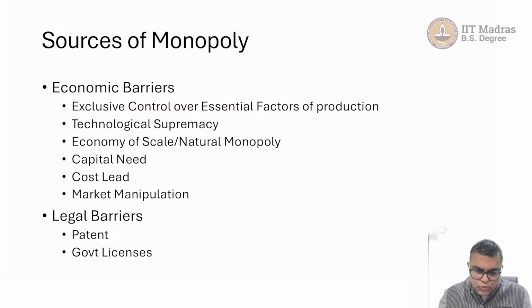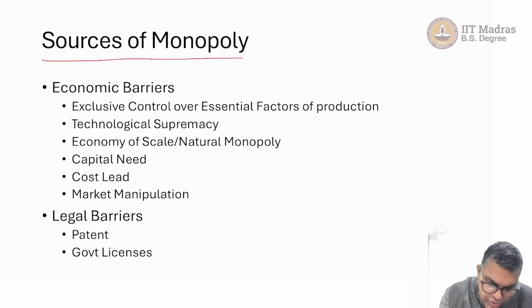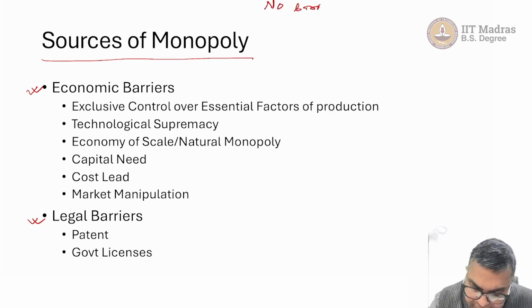Now let us come to what we call sources of monopoly. What are the different sources? Because of that we get monopoly in the market. We are going to talk about two different kinds of barriers. Of course, the barriers are required. So first, if you remember, in a perfectly competitive market, one requirement was no barrier to entry or exit.